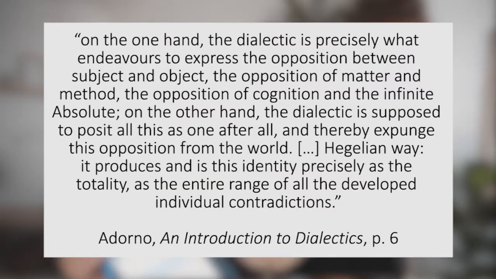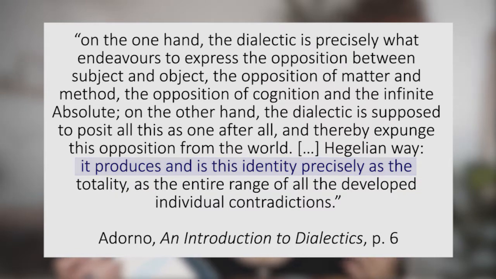Page 6. On the one hand, the dialectic is precisely what endeavours to express the opposition between subject and object. The opposition of matter and method. The opposition of cognition and the infinite absolute. On the other hand, the dialectic is supposed to posit all this as one after all, and thereby expunge this opposition from the world. In relation to this, he talks about the Hegelian way. He says, it produces and is this identity precisely as a totality, as the entire range of all the developed individual contradictions. Here he's saying, with Hegel, these contradictions are unified in a way and become this unified thing that is the totality.